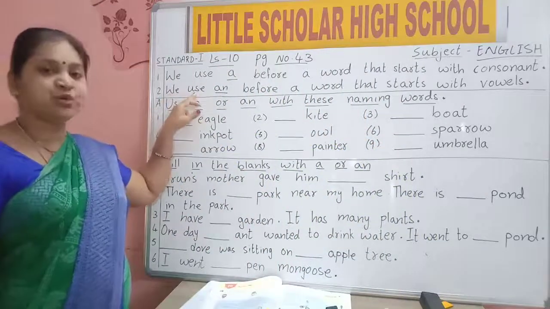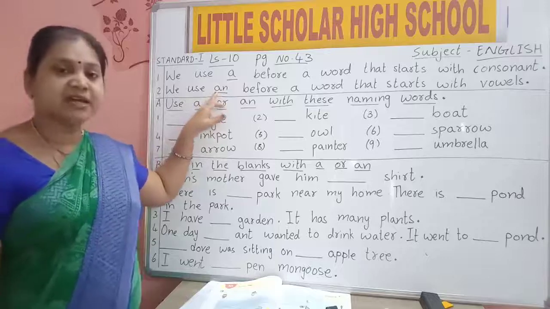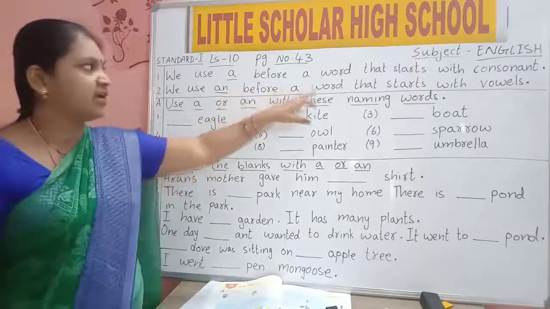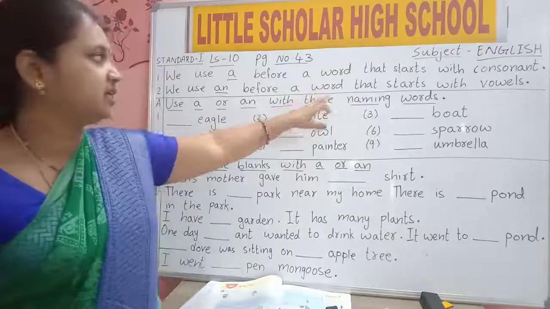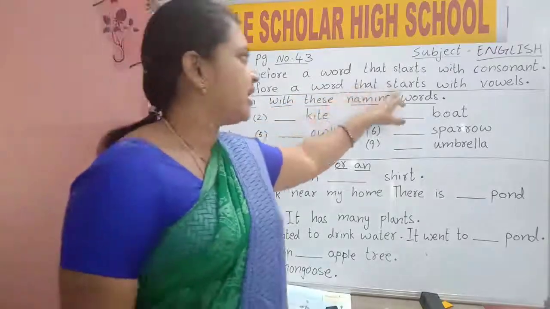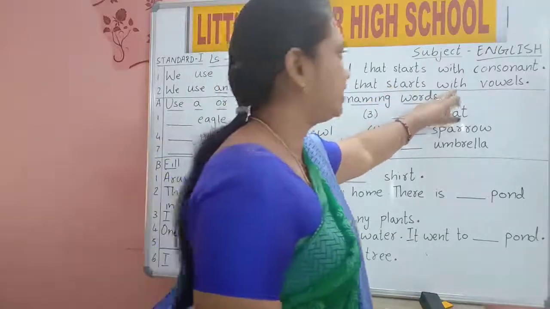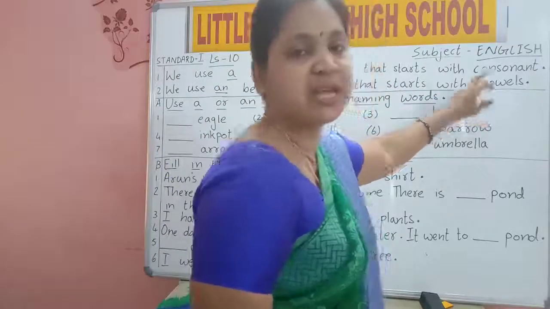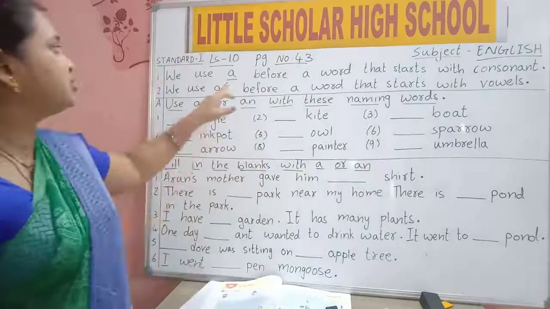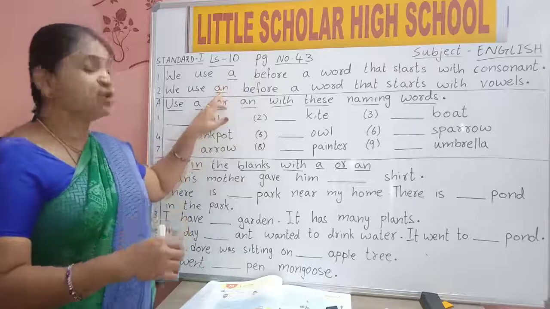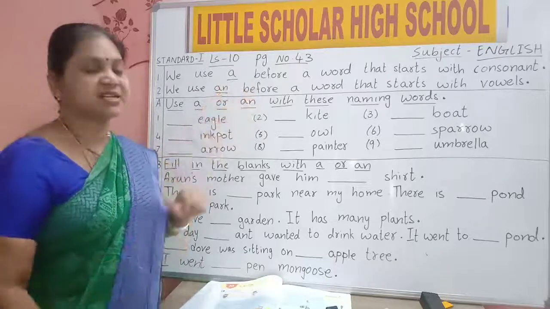U-S-E, use. A-N, an. B-E-F-O-R-E, before. A. W-O-R-D, word. T-H-A-T, that. S-T-A-R-T-S, starts. W-I-T-H, with. V-O-W-E-L-S, vowels. So we use A before a word that starts with a consonant. We use an before a word that starts with a vowel.